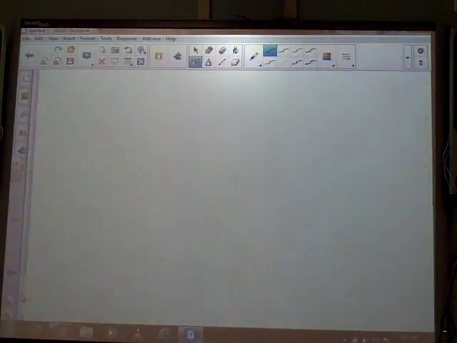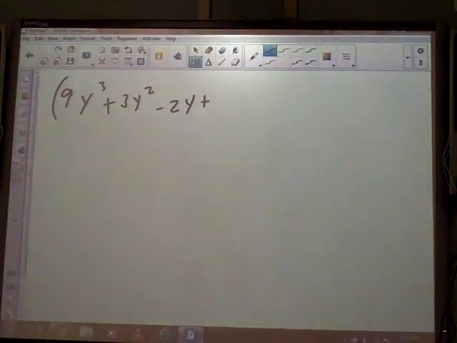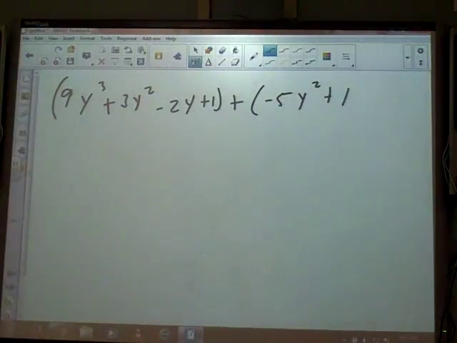Now I've got 9y cubed plus 3y squared minus 2y plus 1. We're going to add that to negative 5y squared plus y minus 4. I'm going to do this one a different way. We're going to do this one what's called vertically. Vertically means we're just going to stack them, one on top and one on bottom.